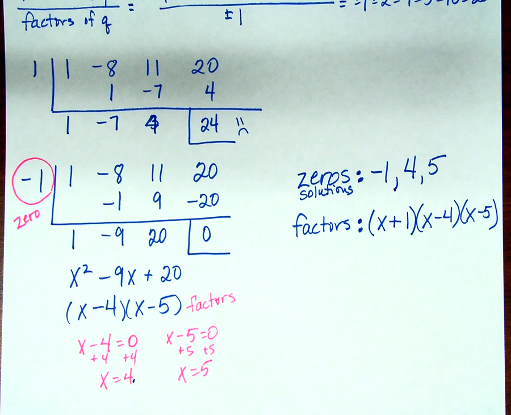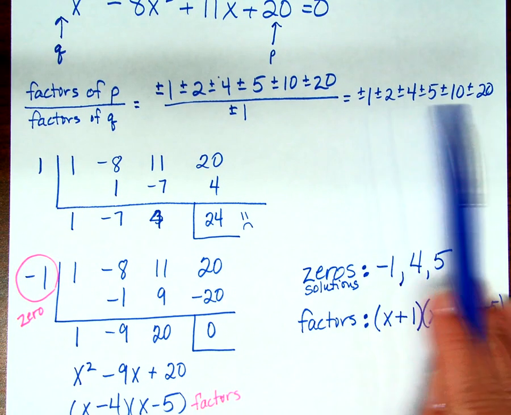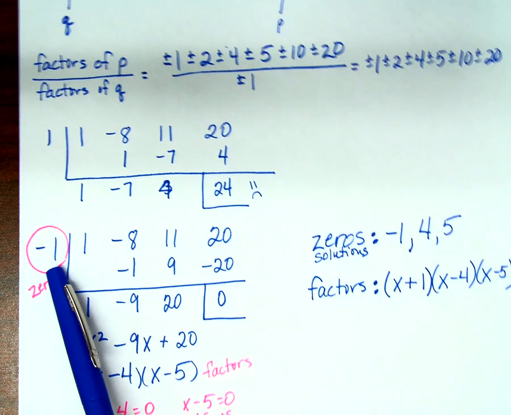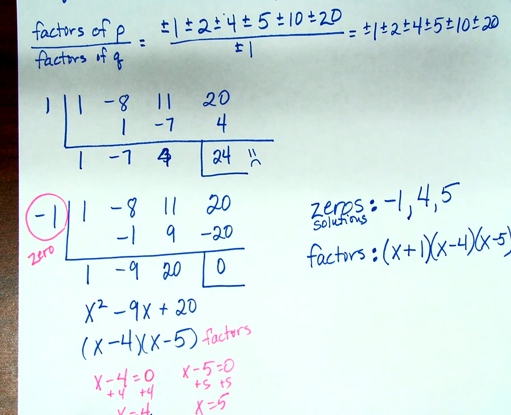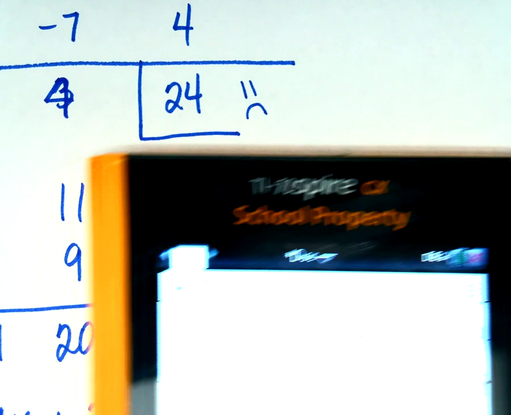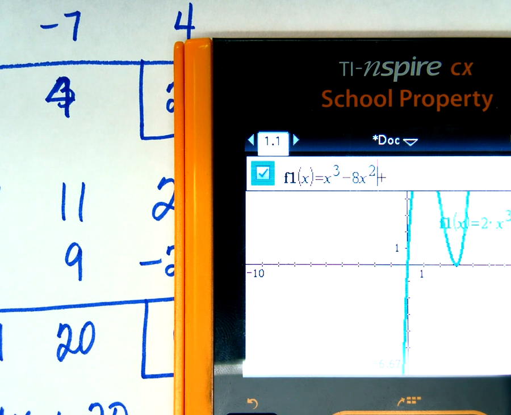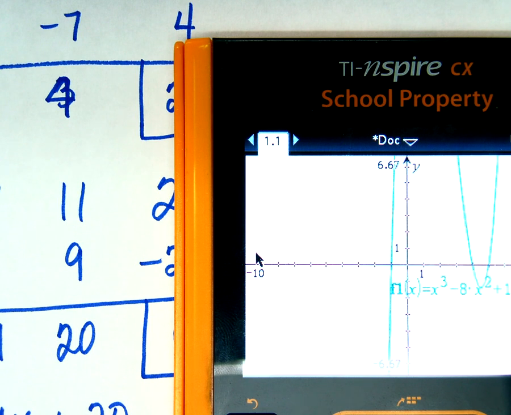So was that difficult? So writing all the possible zeros is here. We started with synthetic division until we found 1, and then we took it and factored it. Was that difficult? But that's not even the easiest way. If I put in x raised to the 3rd minus 8x squared plus 11x plus 20, what do you notice? Where's the graph crossing the x-axis? -1, 4, and 5.